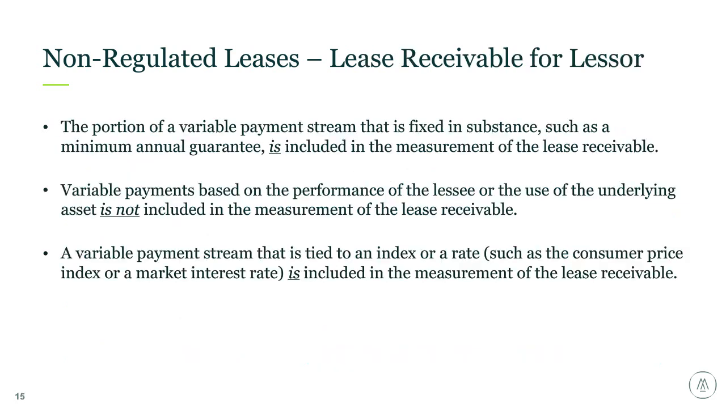So as the previous slide mentioned, a lessor needs to measure the lease receivable at the present value of future expected payments. This slide really details what should and shouldn't be included in the lessor's measurement of that lease receivable. So what should be included? Fixed payments, variable payments that depend on an index or rate, variable payments that are fixed in substance, such as a minimum annual guarantee, for example, and then any lease incentives.